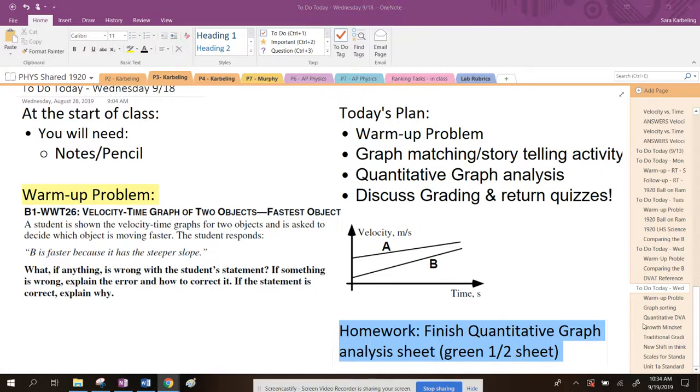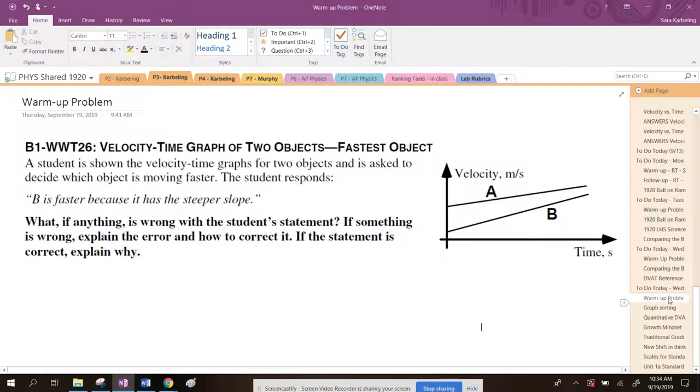All right. So we're taking a look at this warm-up problem. It says a student is shown the velocity versus time graph for two objects and asked to decide which one is moving faster. The student responds, well, B is faster because it has a steeper slope. Your job, my friends, is to tell me what, if anything, is wrong with the student's statement.